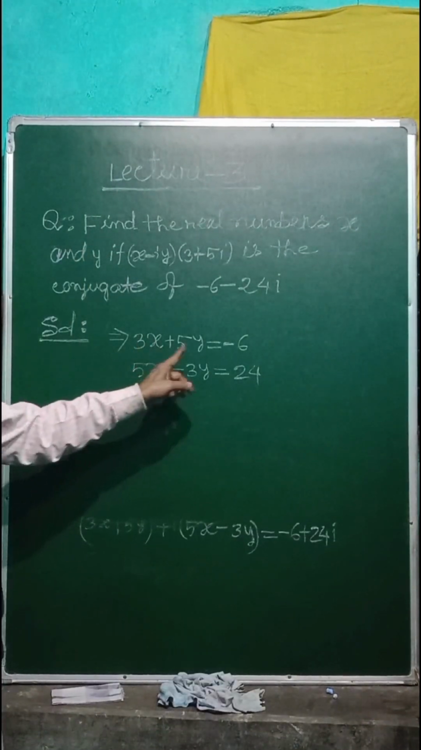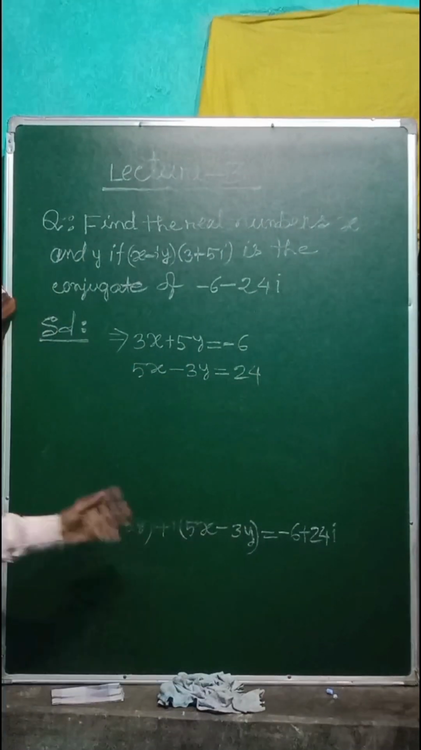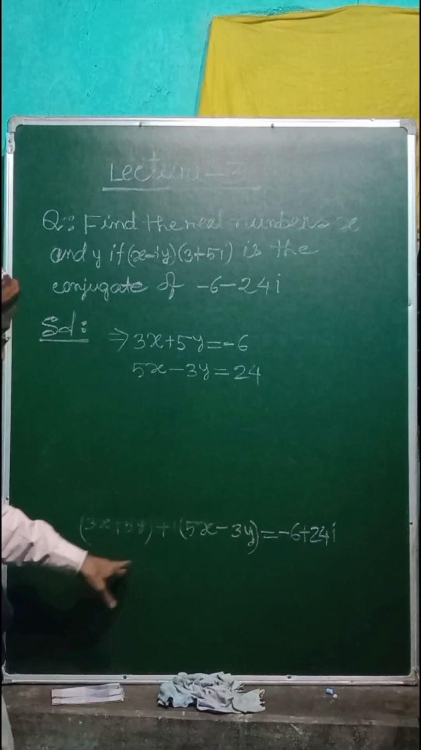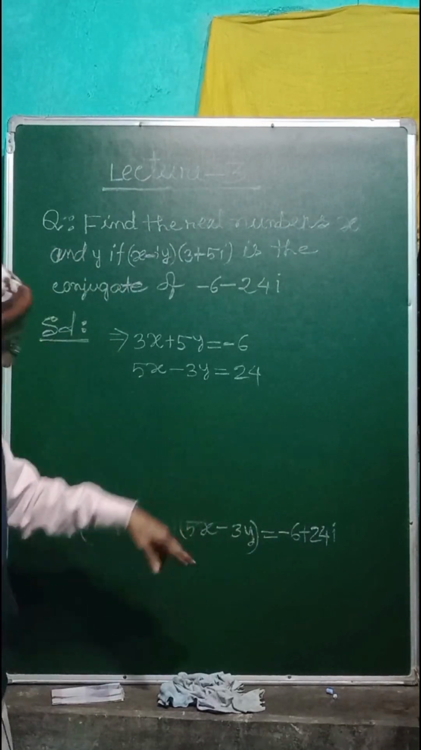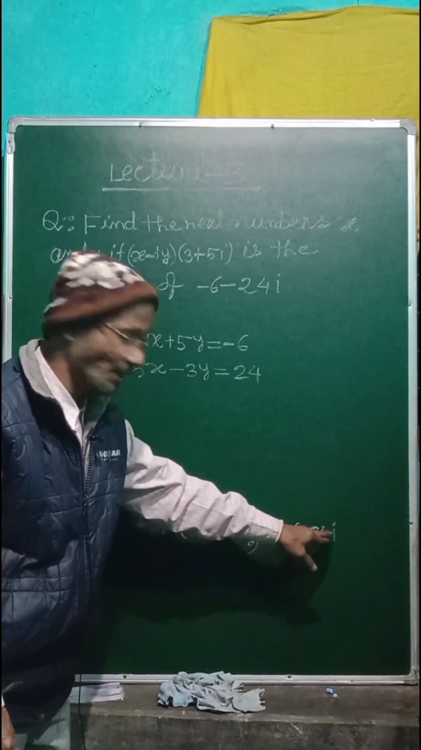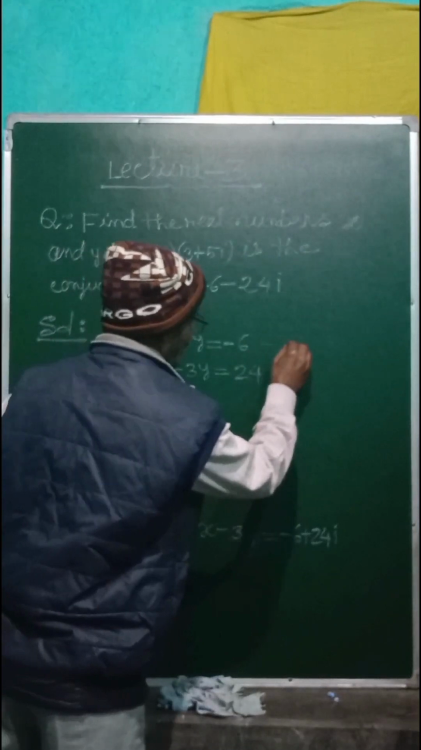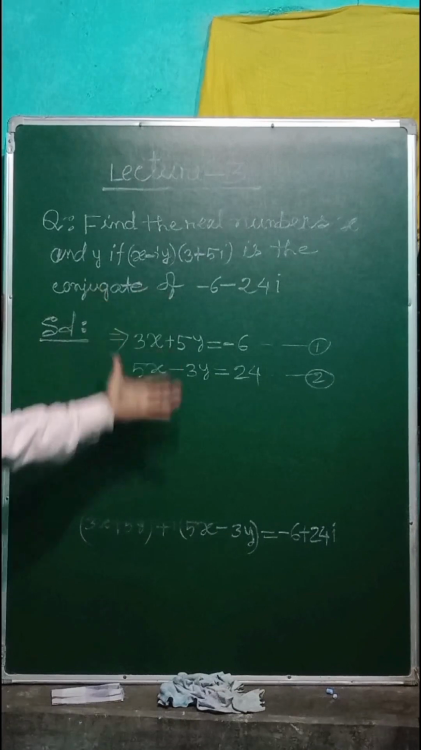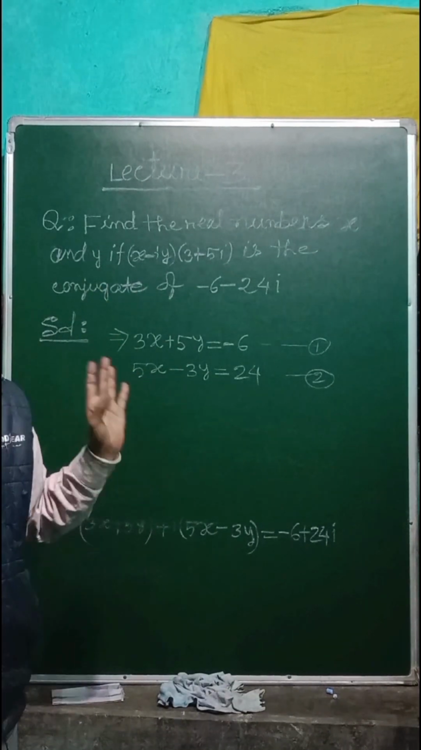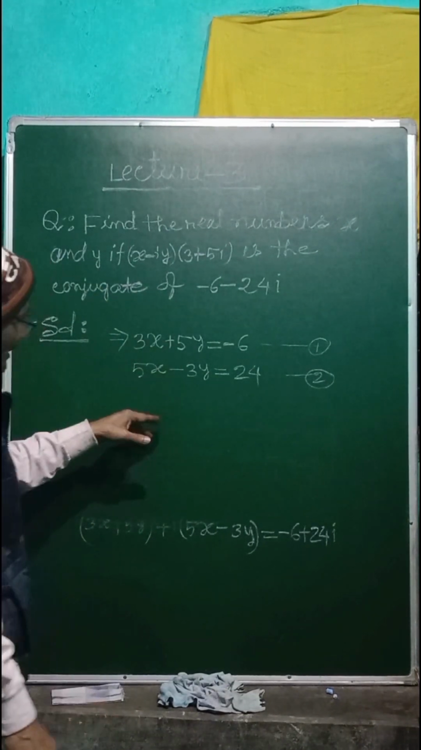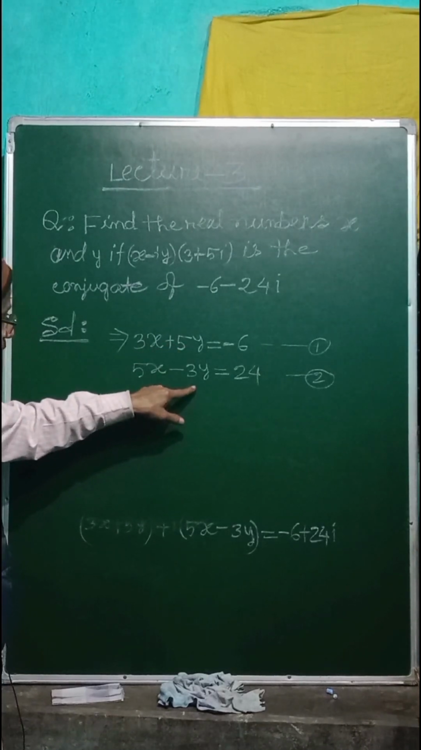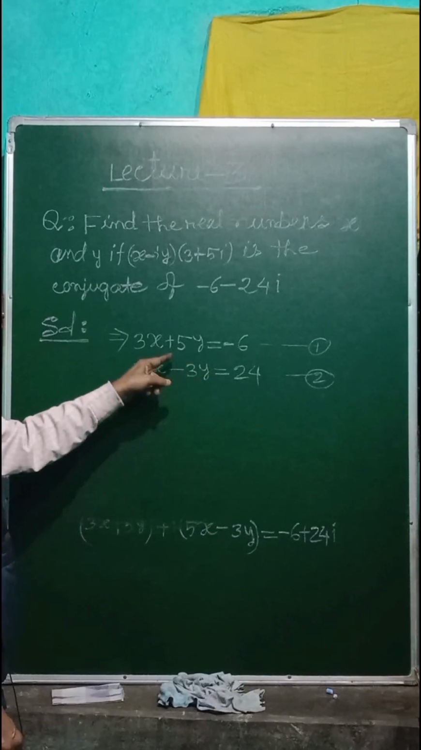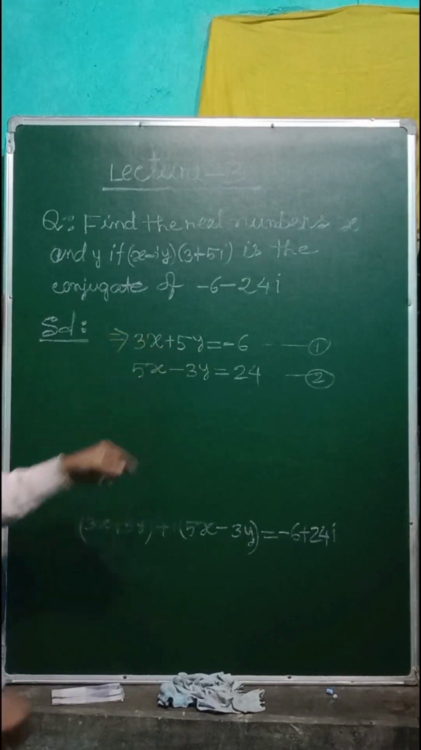This is the real part and this is the imaginary part. This implies 3x plus 5y is equal to minus 6. That means equating the real parts from both the sides, this equal to that, and the imaginary parts, this part equal to 24. So mark this as equation 1 and this as equation 2. These are two equations in two variables. Now we see that here plus 5y and here minus 3y. So multiply this equation with 5 and this equation with 3.